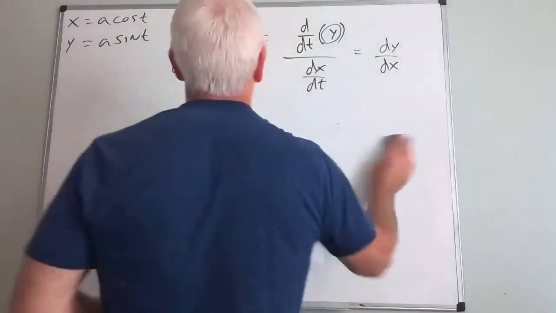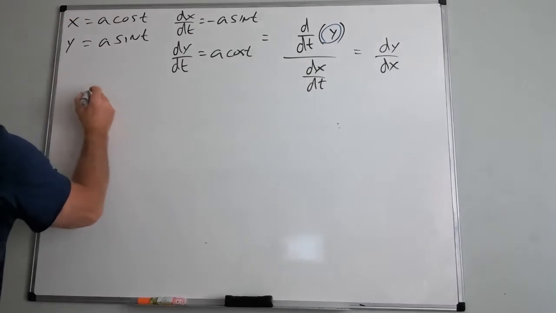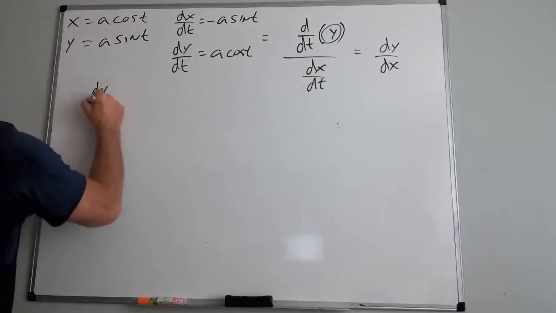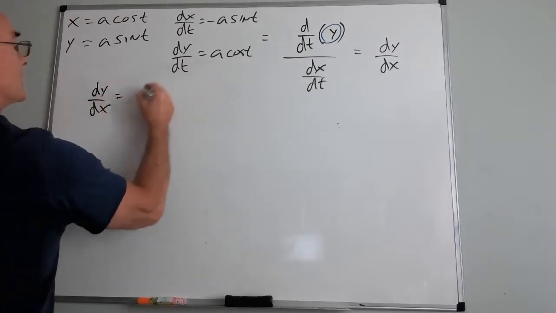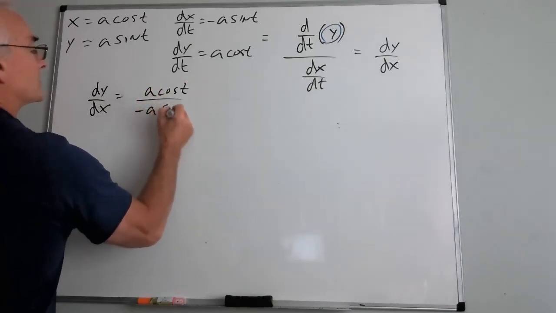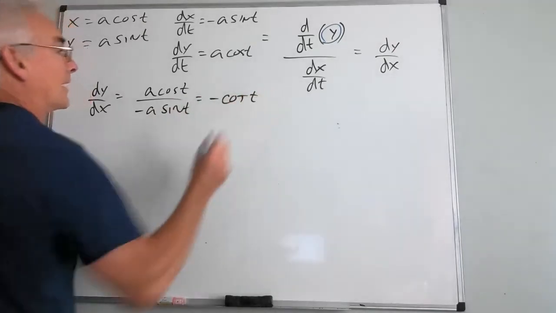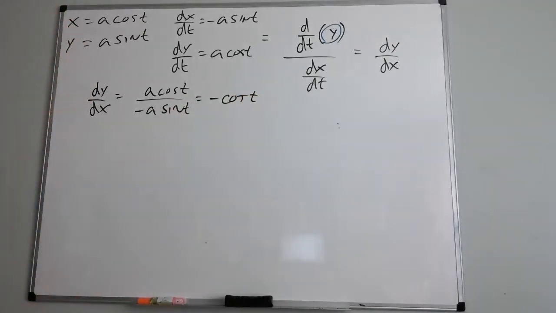So now I want to do the second derivative. Oh, actually, let me write the first derivative first of all. So dy dx, which we said was a cos t over negative a sine t, and that's just negative cotan t. All right, now let's do the second derivative.